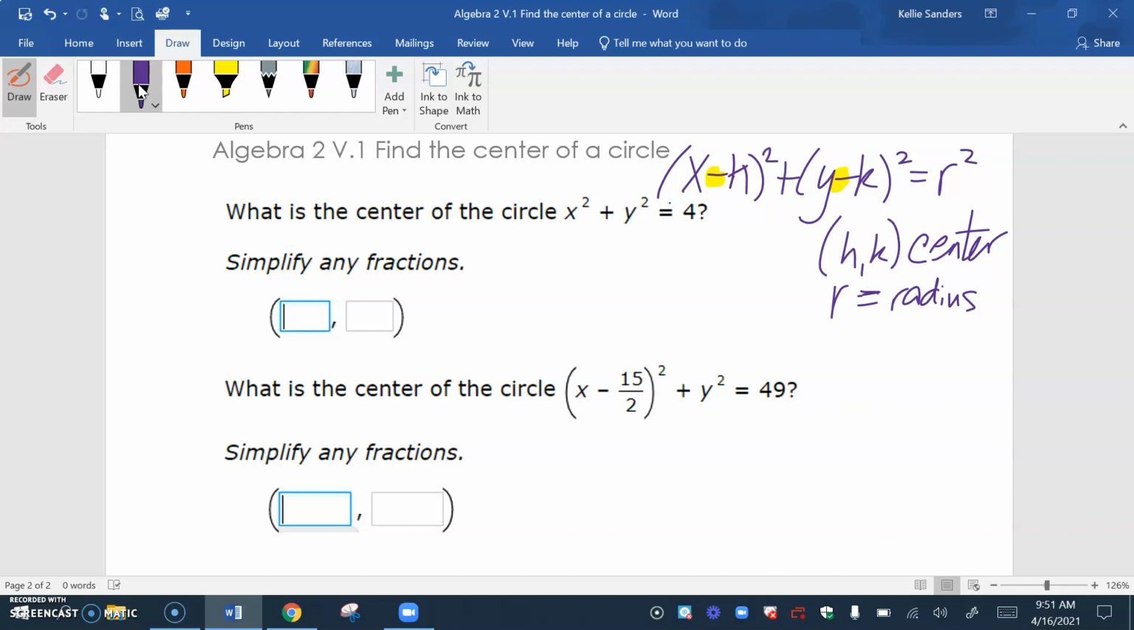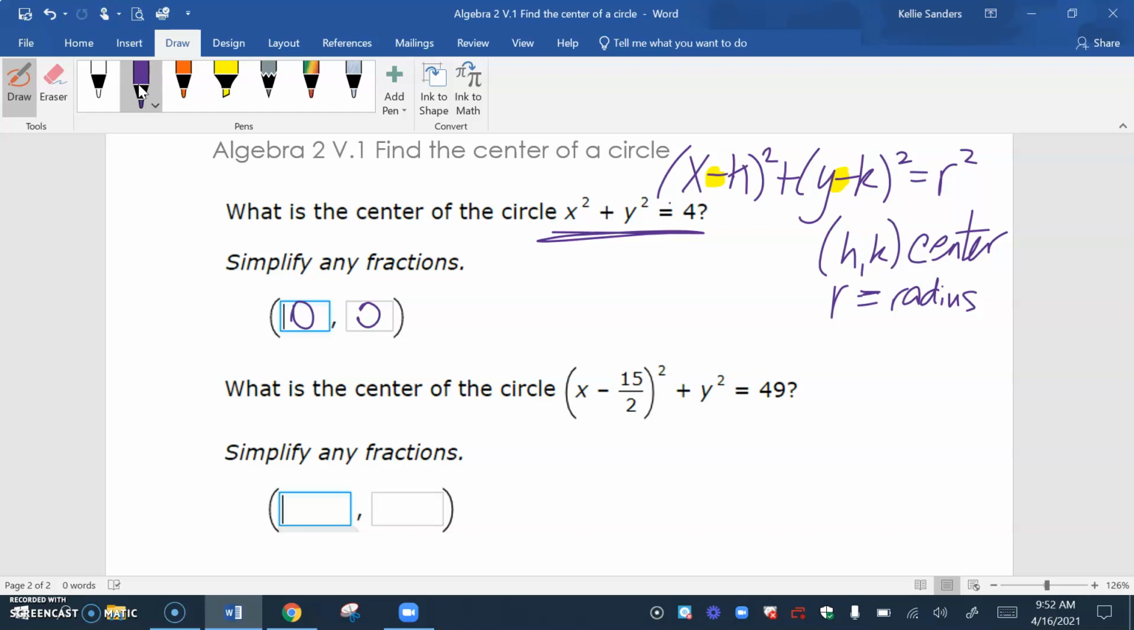So if you are given this equation, then you're looking at the parentheses, stuff like that, like what number is with the x, what number is with the y. And in this case, there is not a number with the x, so the center would be at 0, and there's not a number with the y, so the center would be at 0, 0.